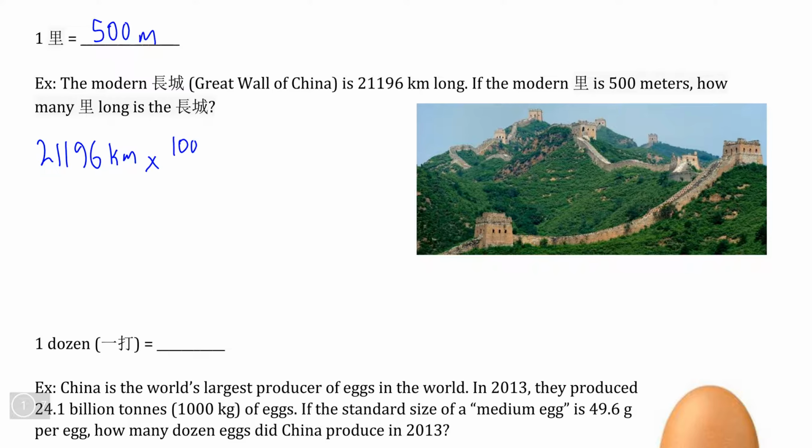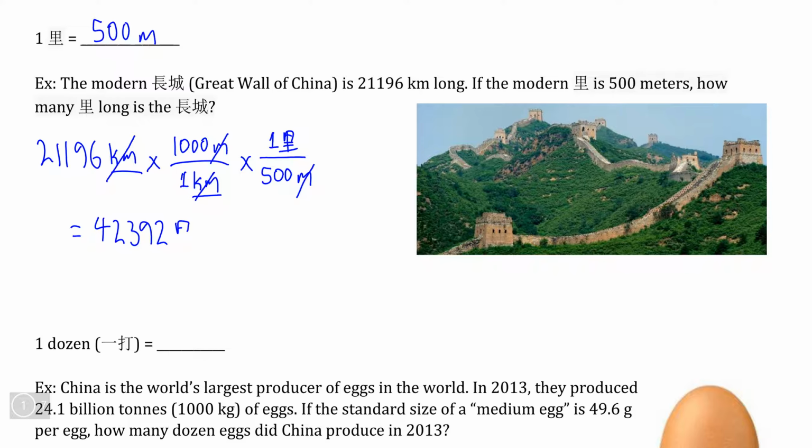However, we can use a second conversion factor, 1,000 meters is equal to 1 kilometer, to solve this. Firstly, we can multiply the length of the Great Wall by 1,000 meters per 1 kilometer, then use the second conversion factor, 1 li per 500 meters. Based on how the units cancel, we can see both kilometers and meters in both numerator and denominator, so they both cancel, and we are left with the final measurement in li. If you calculate the answer, it comes to 42,392 li.